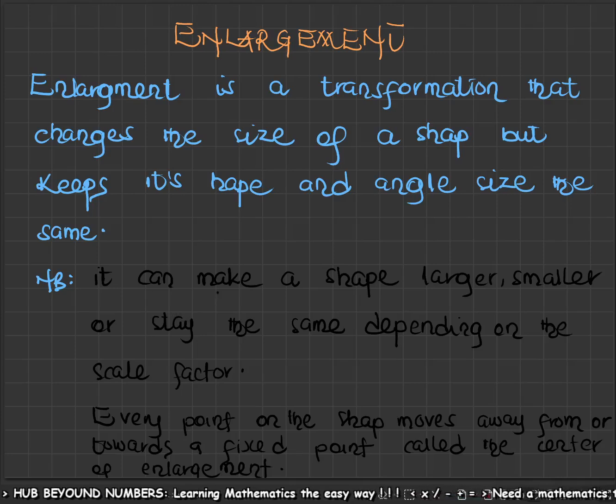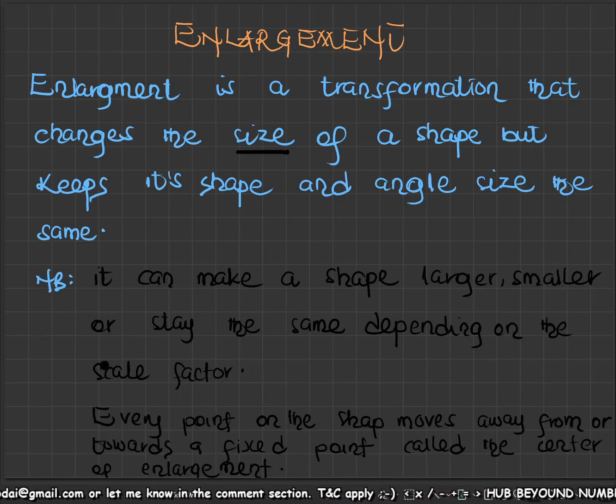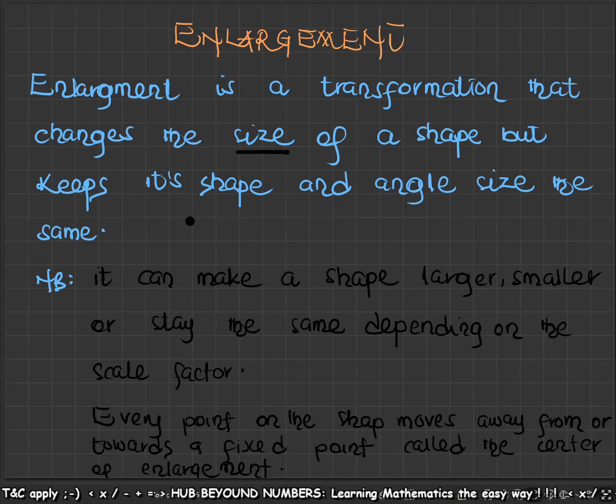Okay, so let's look at this note we have here to explain what enlargement is all about. First of all, enlargement is a transformation that changes the size. So take note that it changes the size of a shape but keeps its shape and angle size the same. After an enlargement, the shape of the original figure and your enlarged figure would actually be the same, not talking about size. And secondly, the angle size will also remain the same.